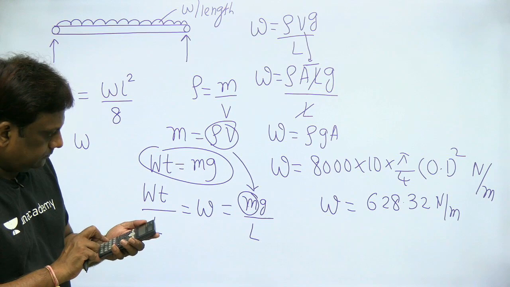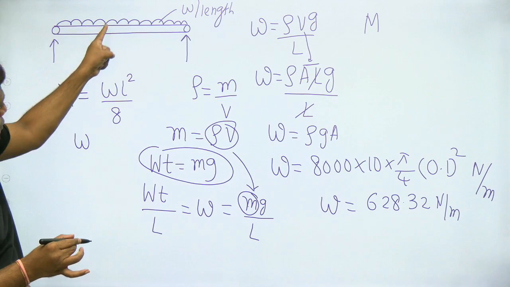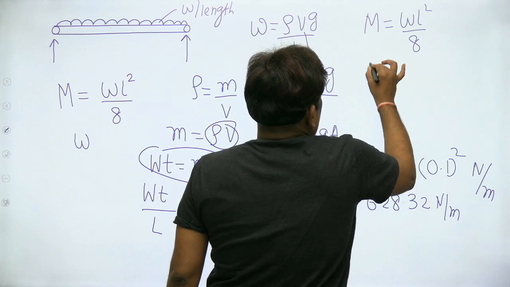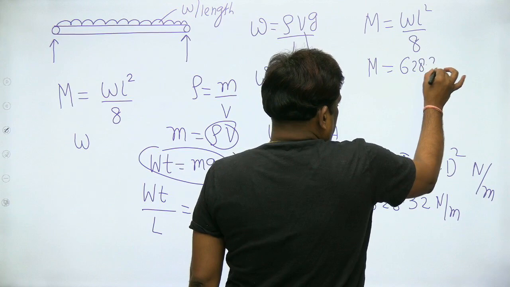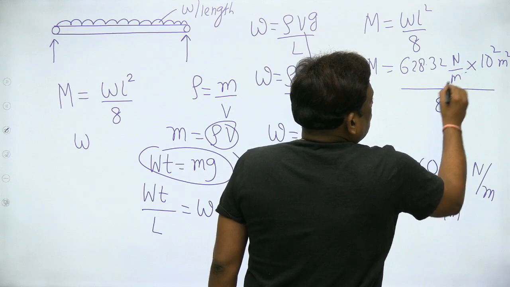This is W. Let's calculate the maximum bending moment. Whenever the shaft is subjected to uniformly distributed load throughout the length, the maximum bending moment for a simply supported shaft is given by WL square by 8. Please take care of units. W is 628.32 Newton per meter. The length is given as 10, so length square is meter square, by 8. So you get it in Newton meter.